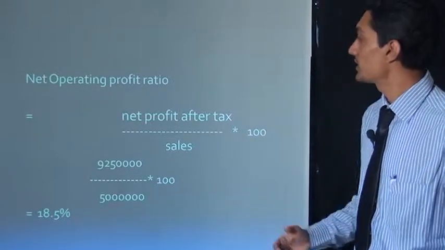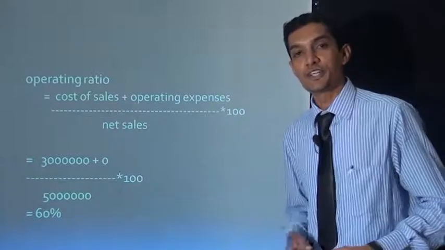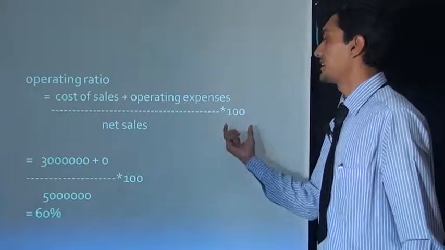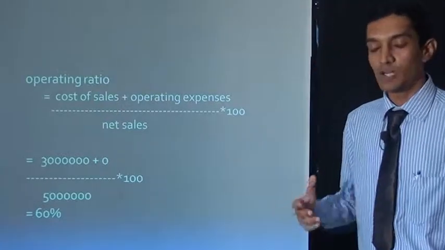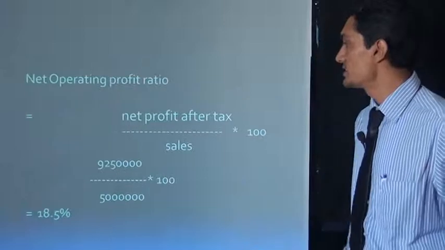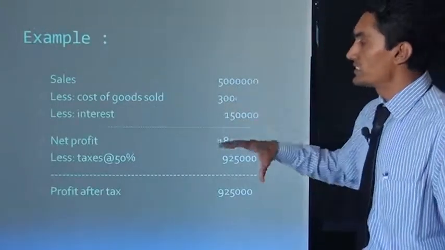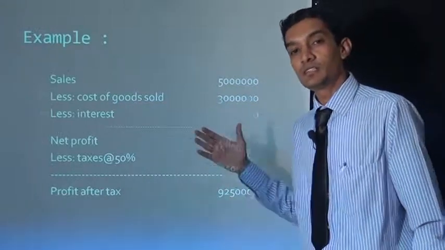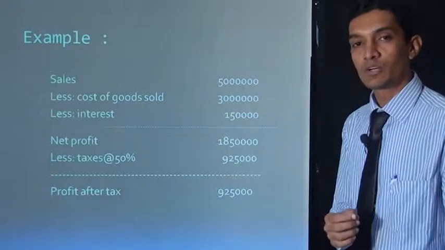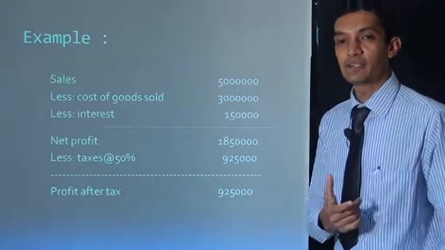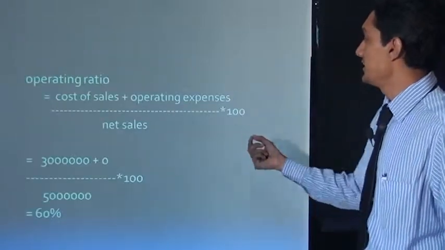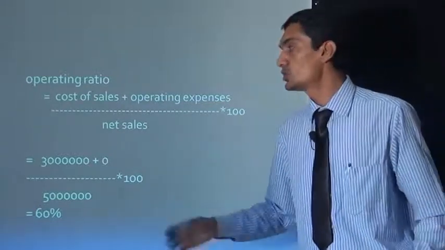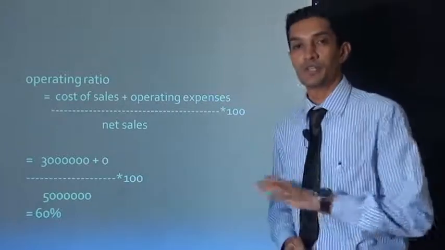Now next, what? Operating ratio. What is the operating ratio? Cost of sales plus operating expenses divided by net sales. Now we move on to the digits. Sales given are 15 lakh rupees, but no operating expenses are given in the digits. So we take only the cost of goods sold, 30 lakh, plus operating expenses of 0, divided by net sales of 15 lakh, multiplied by 100. So the operating ratio is 16%.